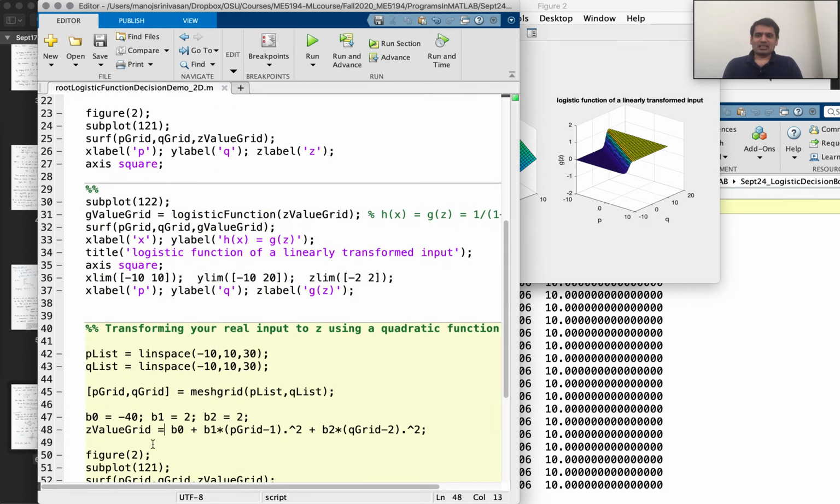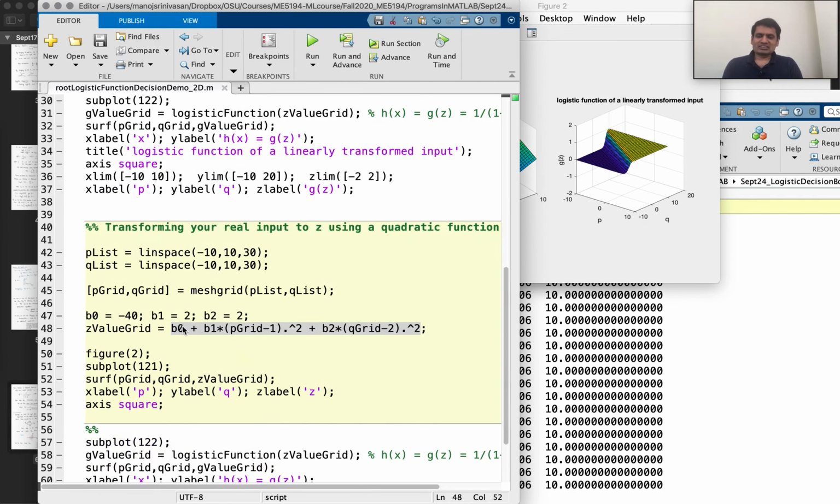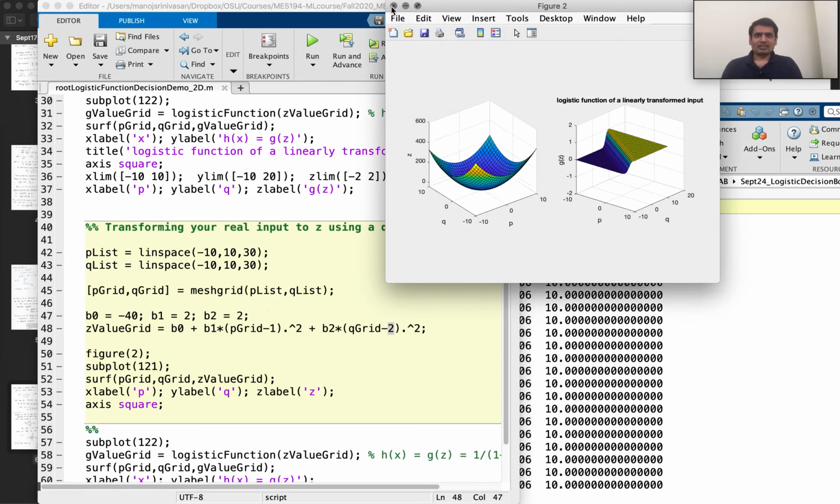Now let's actually look at a nonlinear function. I just made up a nonlinear function here, which is some constant plus some other constant times p minus 1 whole square, plus some other constant times q minus 2 whole square, right? Notice that this almost looks like the equation of a circle. Actually, it's the equation of an ellipse. This is the center of the ellipse, 1 comma 2, and so on. In any case, let's just run this thing. Let me close this.